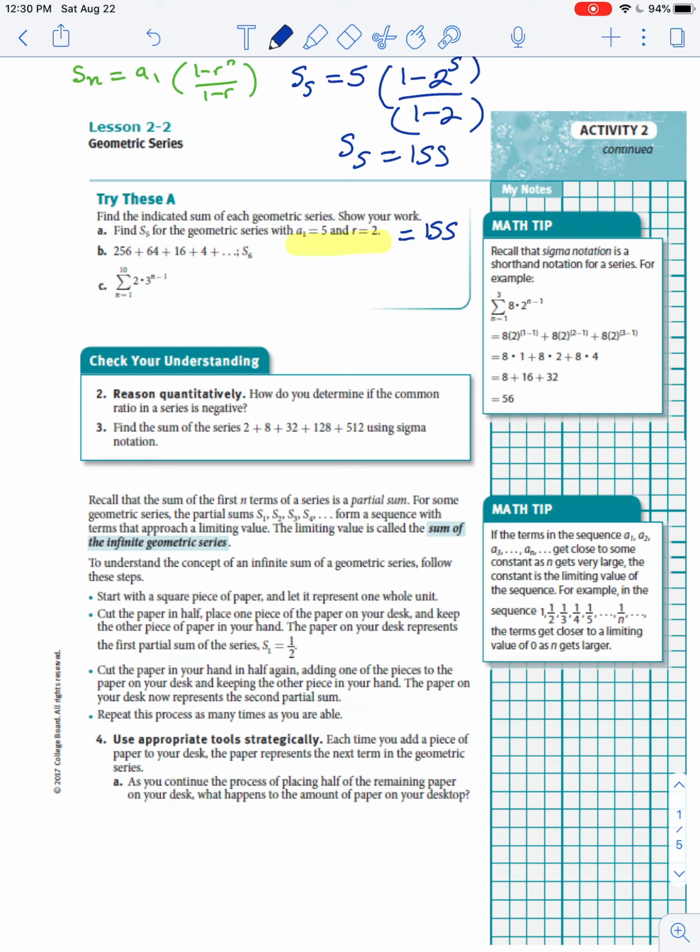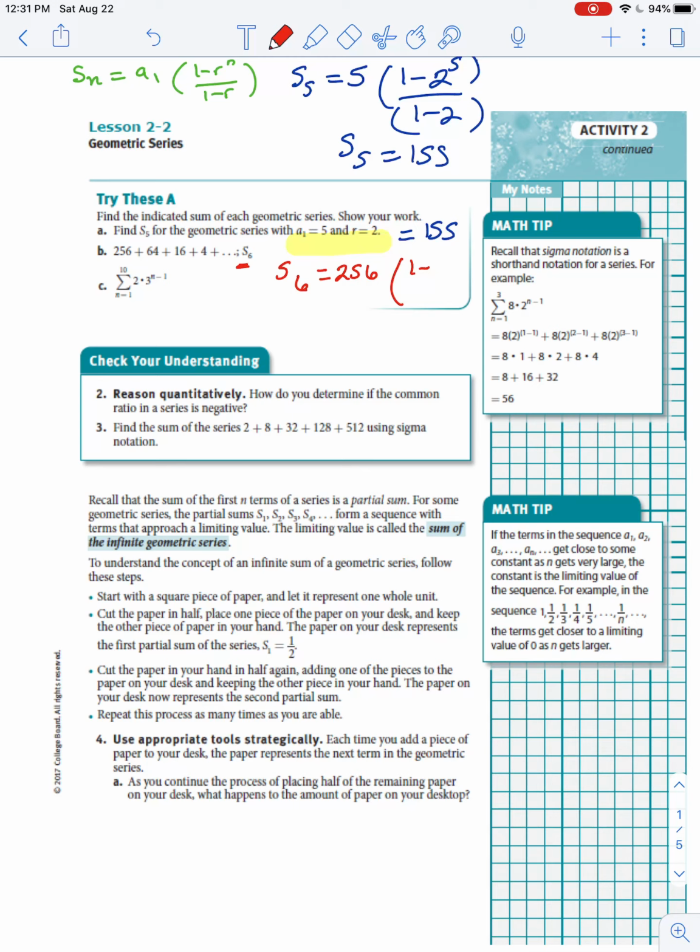Okay, so that's just us first plugging things in, and they gave us everything we need. Now for part B, I'll use the space next to it. I might have to move for part C, but for part B I can use the spot next to it. And again, they want us to find S sub 6. Okay, so I want S sub 6. And looks like I'm ready to go. I've got A sub 1, which is 256. But they didn't give me my ratio. That's not a problem, however. I should be able to find it.